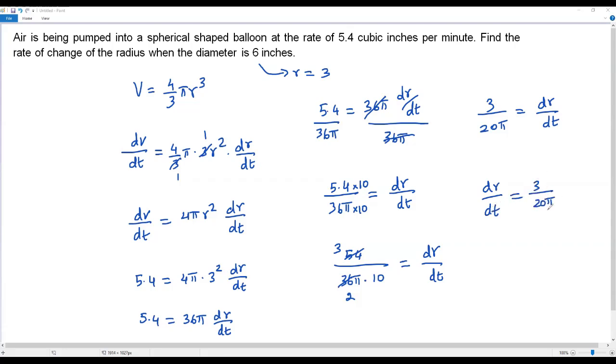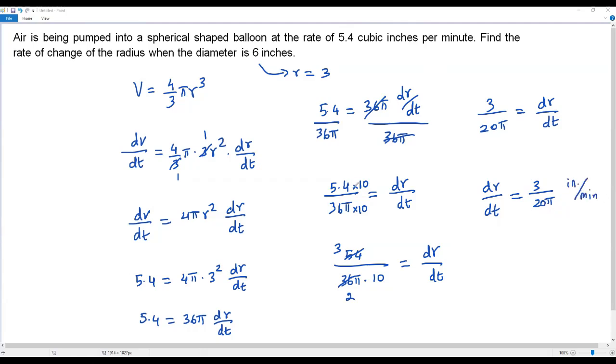And now we have to write the unit for this one. Since air is being pumped into the balloon, volume is increasing. Since it represents volume, it has been expressed in cubic inches. But how do we express the radius? Radius will be expressed in inches. The time is in minutes. So here we have dr over dt. The unit of the radius is inches and the unit of time t is minutes. So we write the unit for this one as inches per minute.